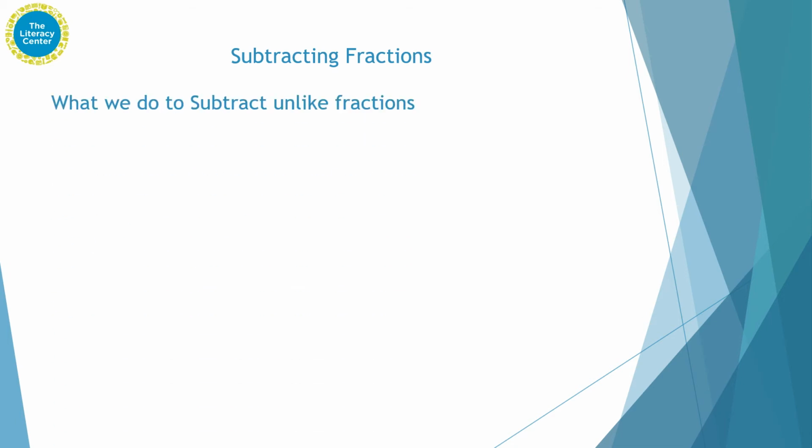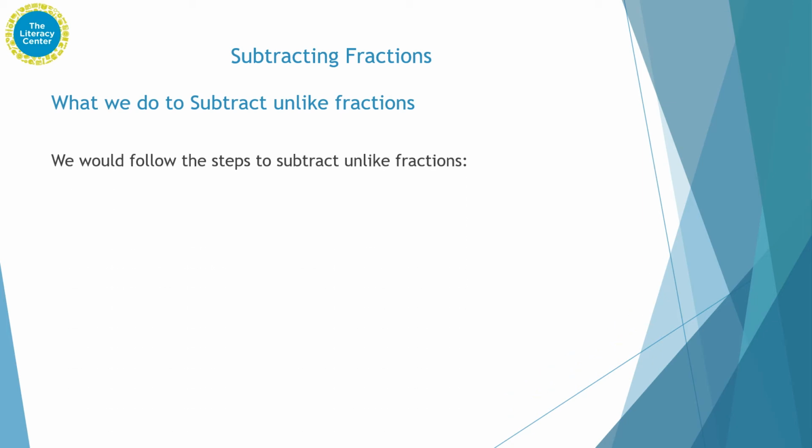What do we do to subtract unlike fractions? Until now we saw examples where the bottom numbers, or denominators, were the same. We call them like fractions. Similar to adding unlike fractions, we follow the same rule to subtract unlike fractions. Let's see how we do it.